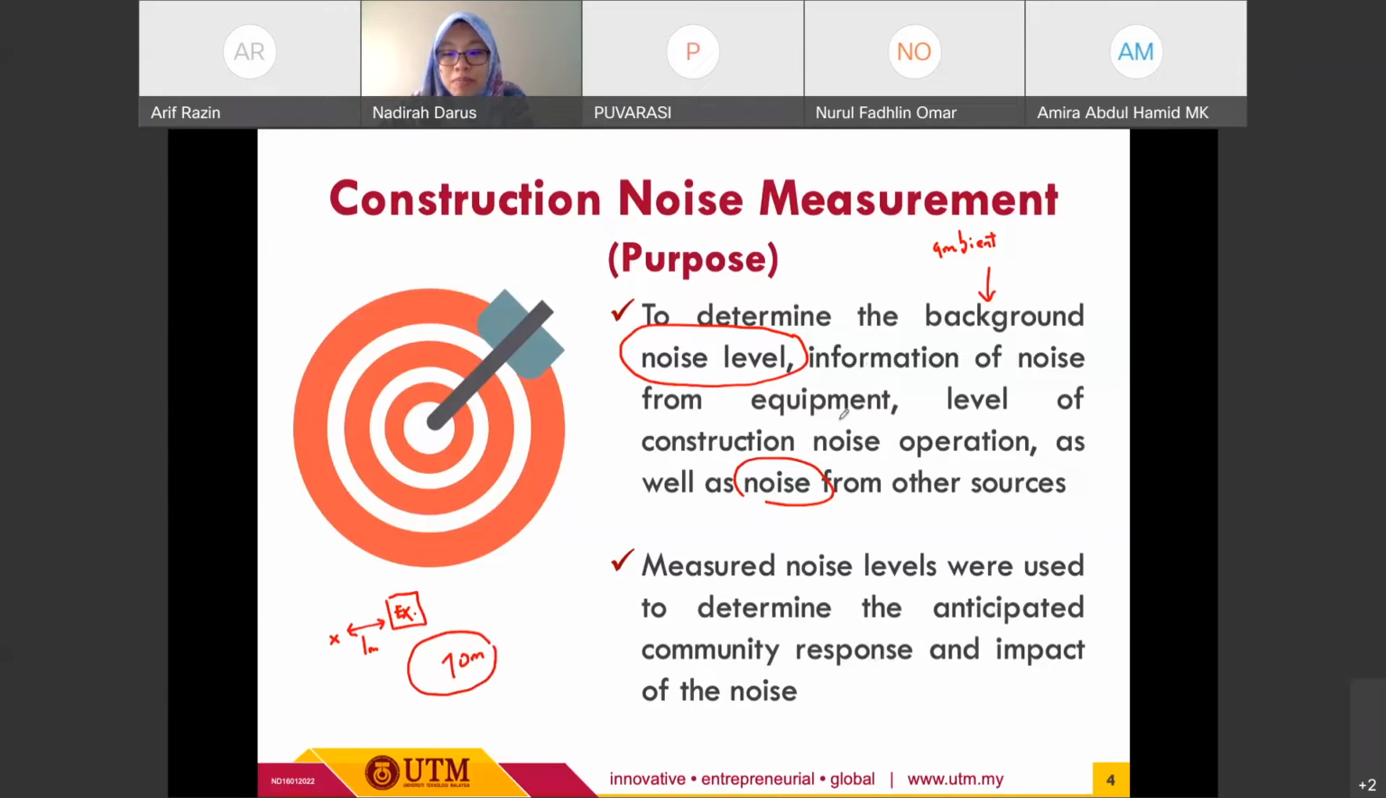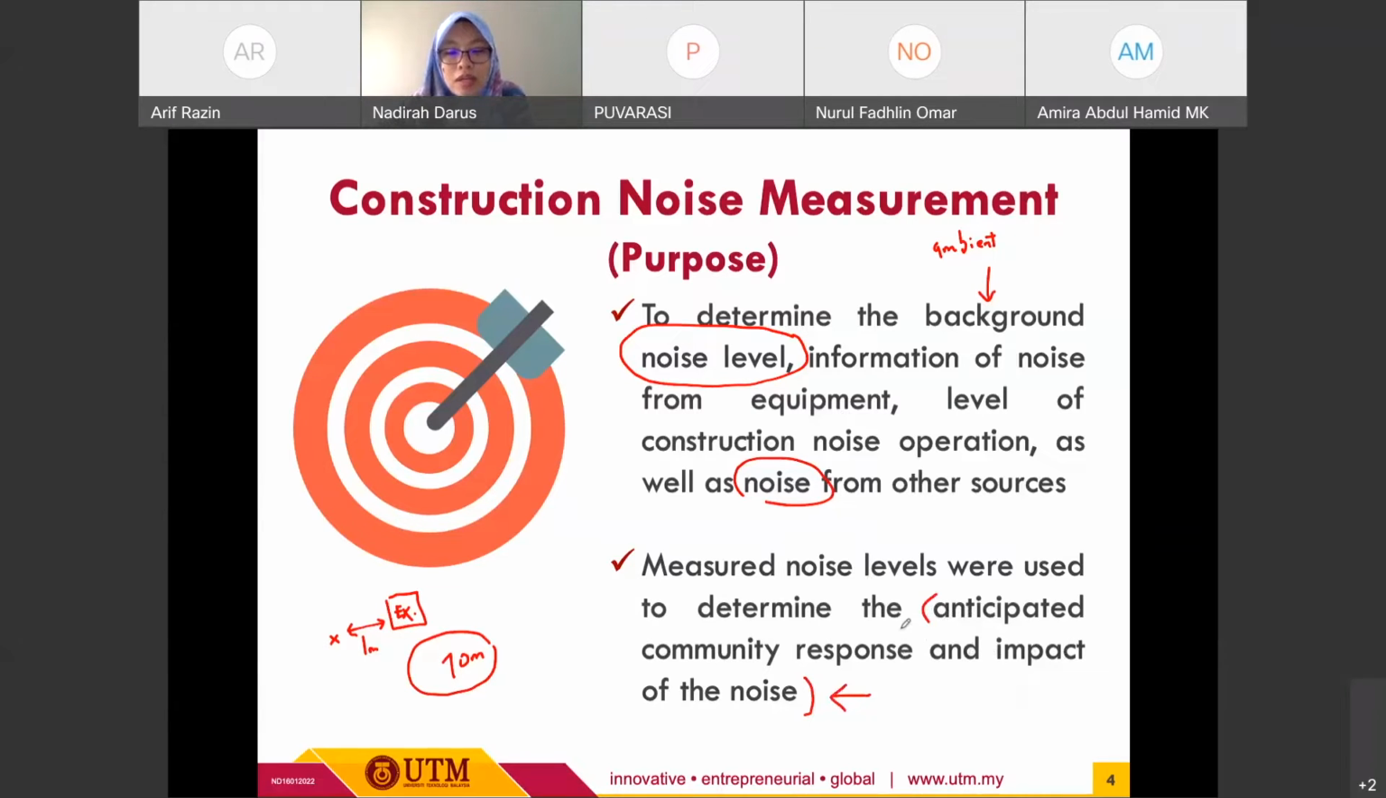So basically based on the measurement of noise level, yang paling utama that we want to evaluate, that we want to identify is this one. We need to determine the expected or anticipated community response and impact of the noise. So that's why all of these are required in the EIE, Environmental Impact Assessment.